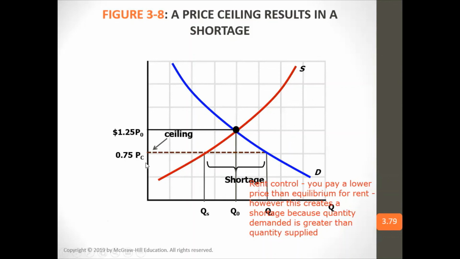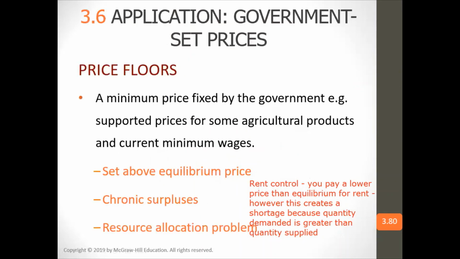So let's say they're charging 75 cents for, let's say, coffee instead of the $1.25 that's the equilibrium. There would be a shortage. So there would be more quantity demanded than quantity supplied.